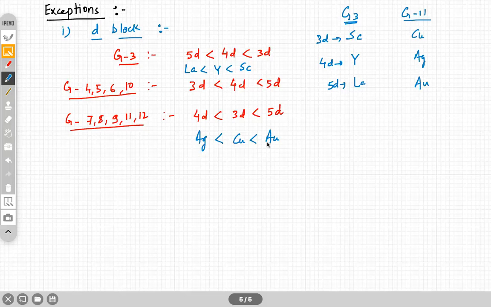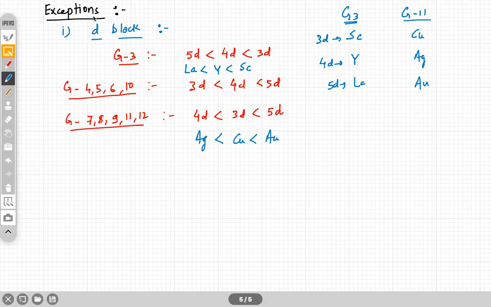Yes, so down the group, size increases in general, right? There are some factors like inert pair effect, lanthanide contraction, transition contraction we have. So all these factors collectively, combinedly, they give this. These are the orders of various groups here. That's why we are doing this under exceptions.